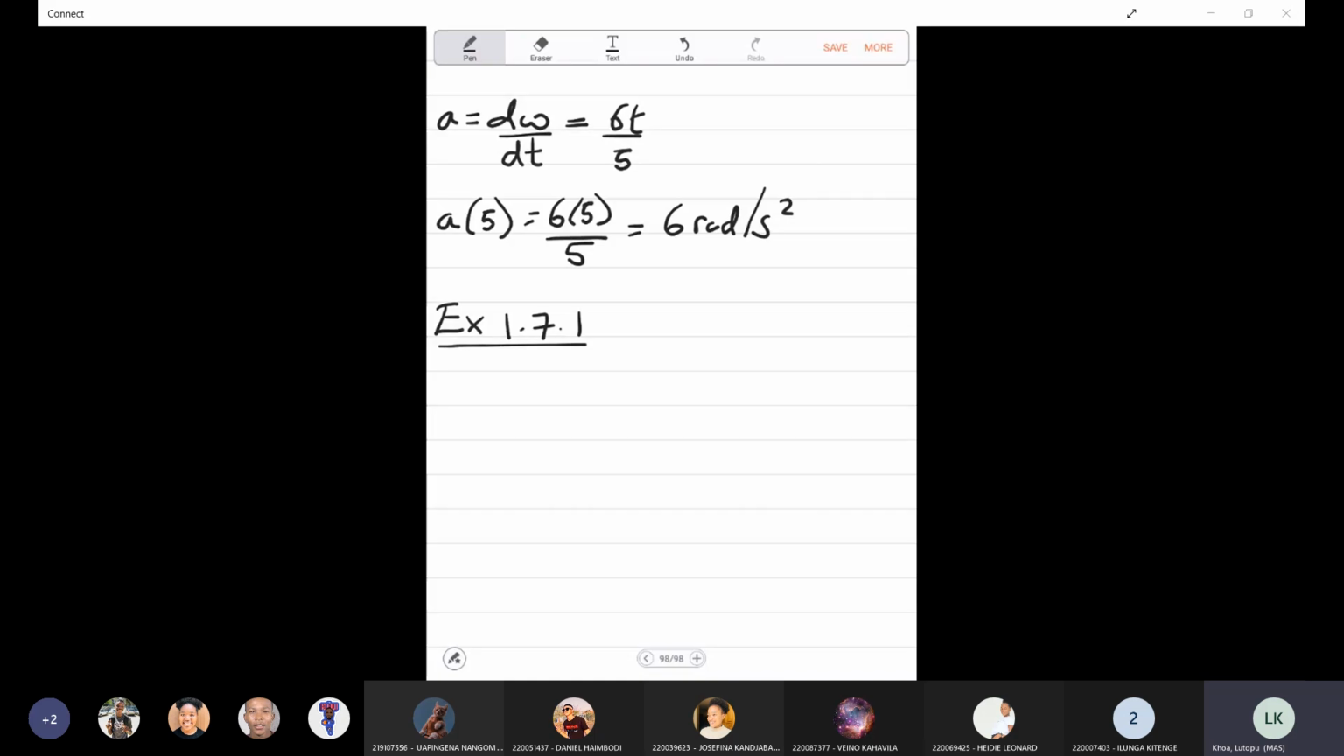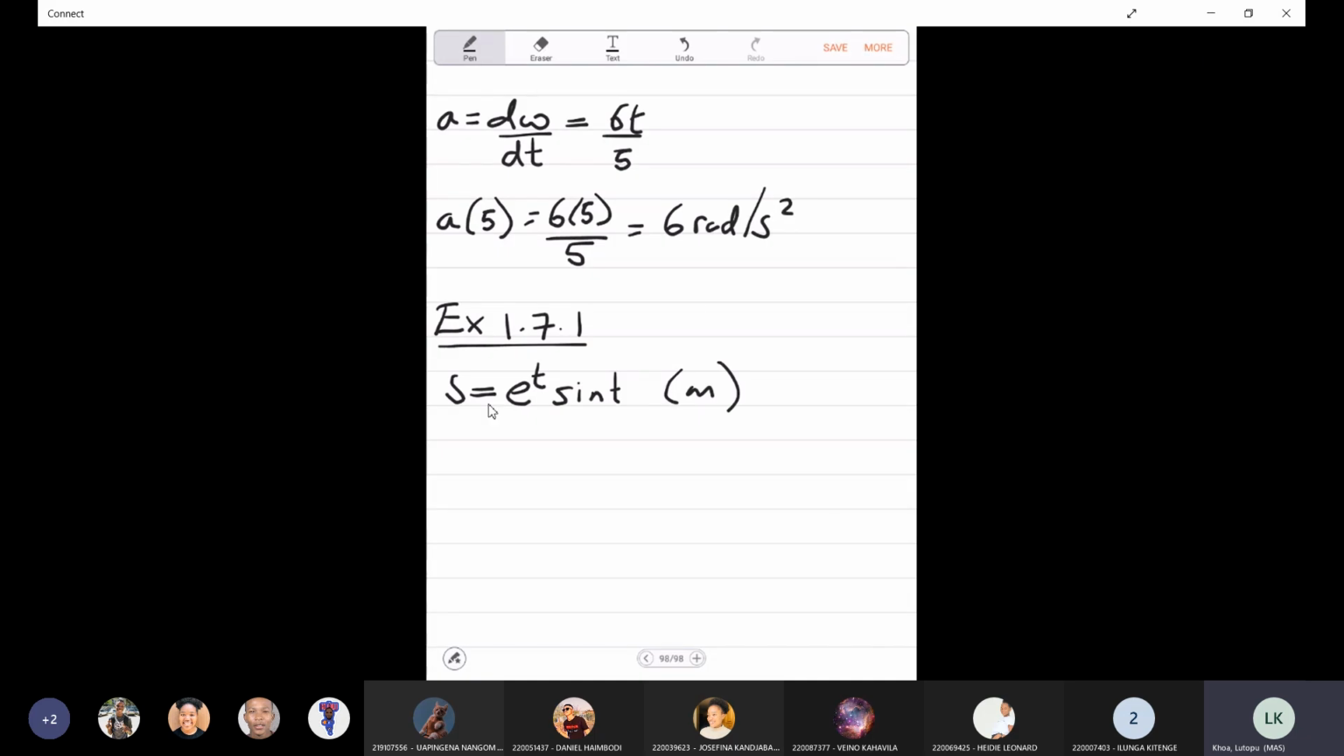Now let's look at the exercise 1.7.1. First question, we are told that a particle moves according to this equation, e to the power of t sine t, and here our units are in meters. Now we have to determine the velocity and the acceleration after pi over 4 seconds, and our answer must be to two significant figures.